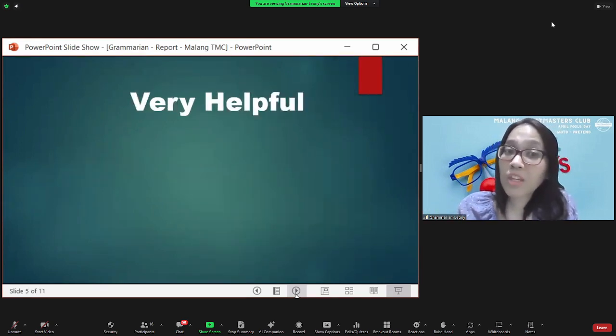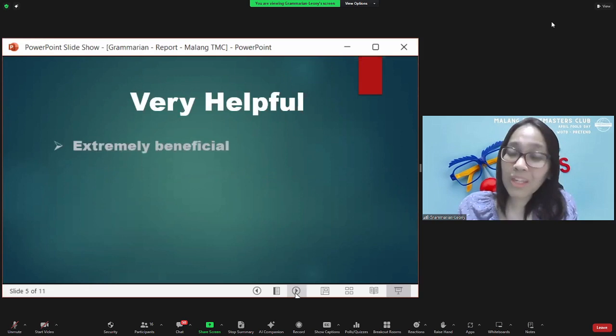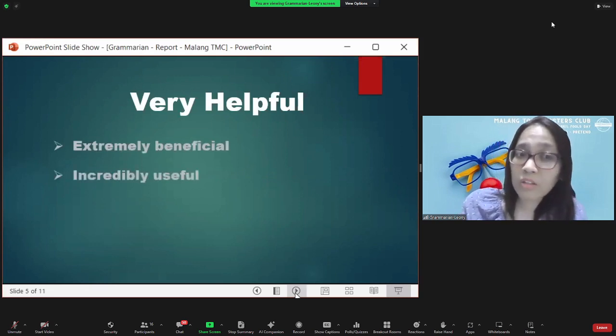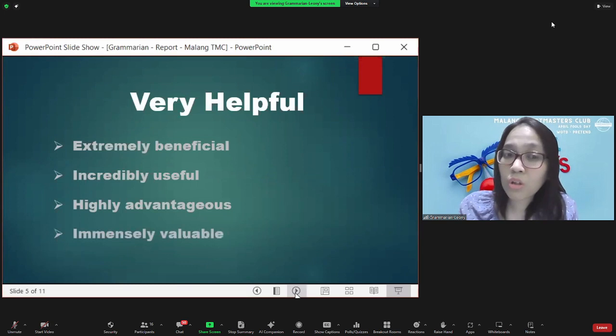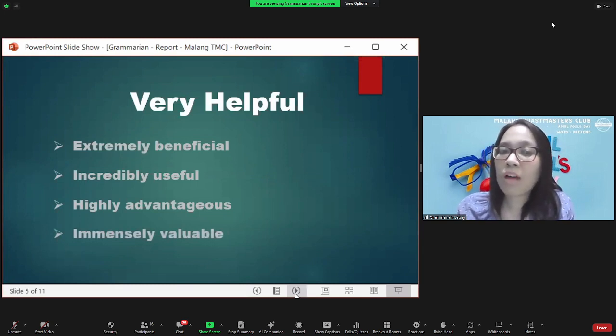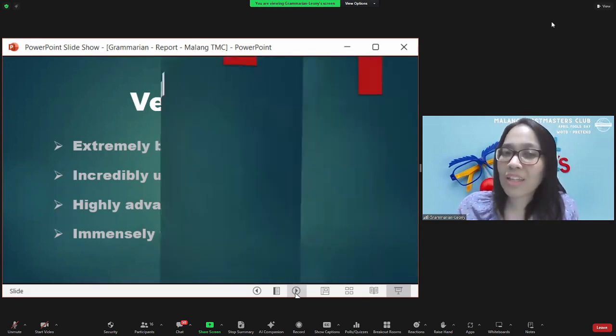Another one would be "very helpful". This is also a phrase that we usually use. So what phrases can we choose to replace it? The first one would be extremely beneficial. Second, incredibly useful. Third, highly advantageous. The last one would be immensely valuable. Those are phrases you can use if you want to say it's very helpful. You can say it is extremely beneficial for me, or it is incredibly useful for my life. The next time you think of "very helpful", maybe you could try these phrases instead.